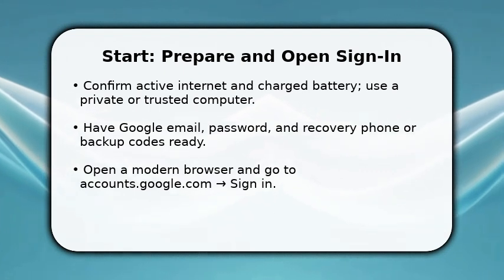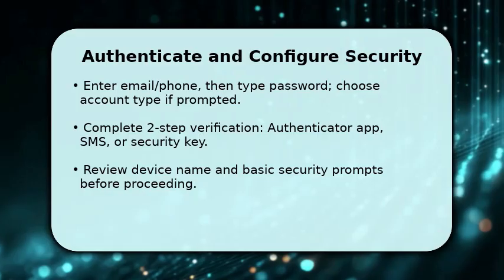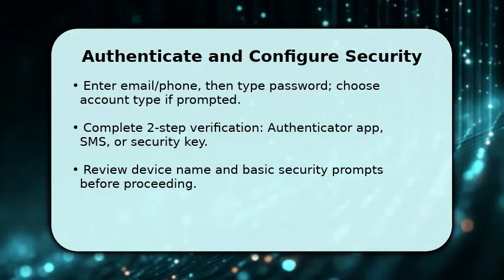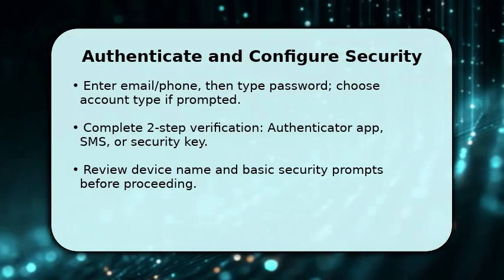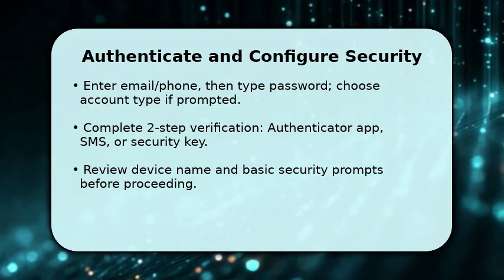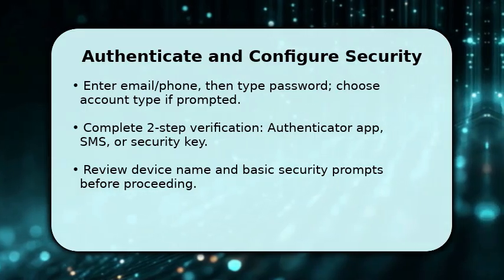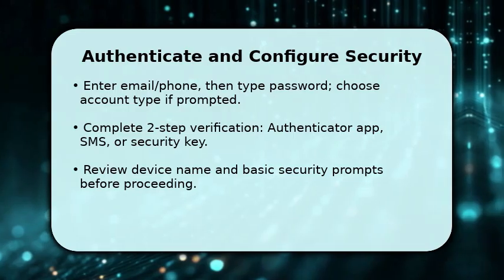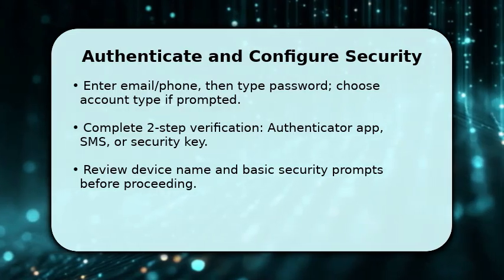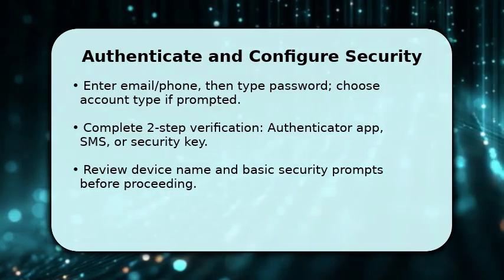You'll enter your email or phone and then the password. If multiple account types appear, pick the correct one. Once authenticated, follow the two-step verification prompt. Use your Authenticator app, accept an SMS code, or plug in a security key. Make sure you recognize the device name shown and confirm it's yours.